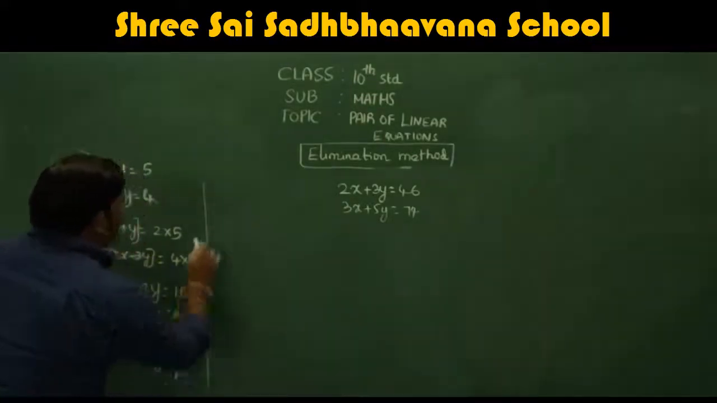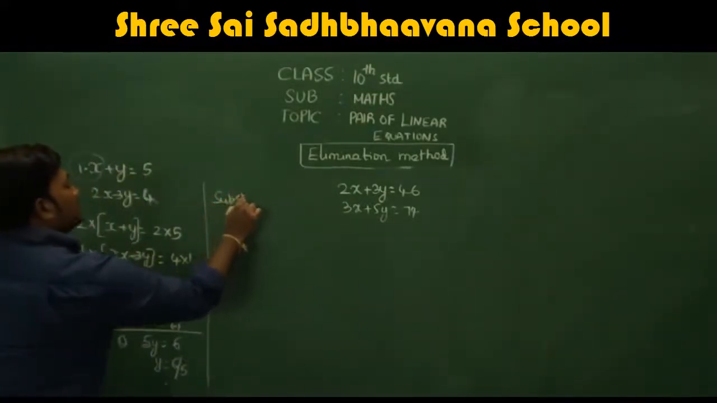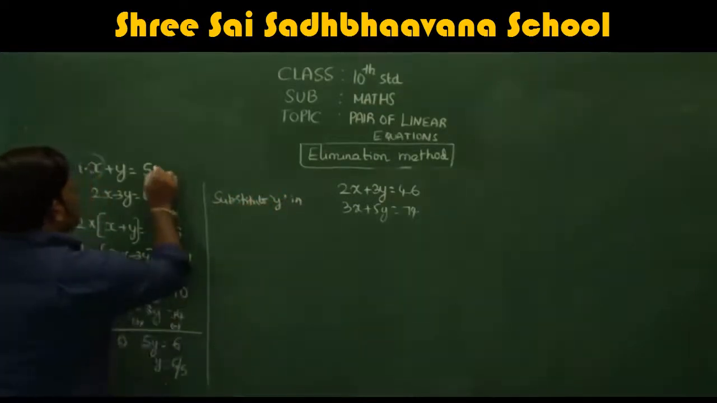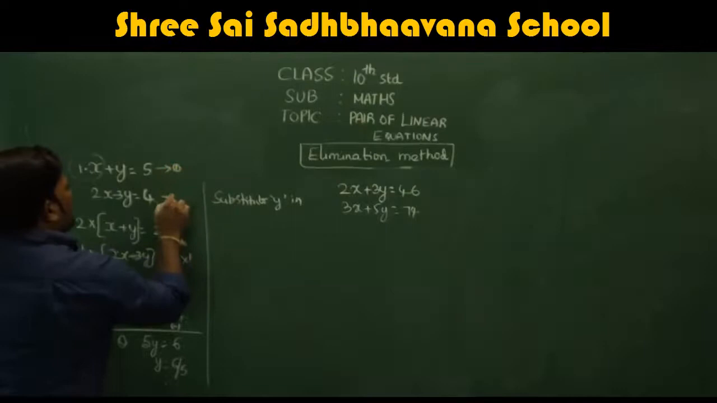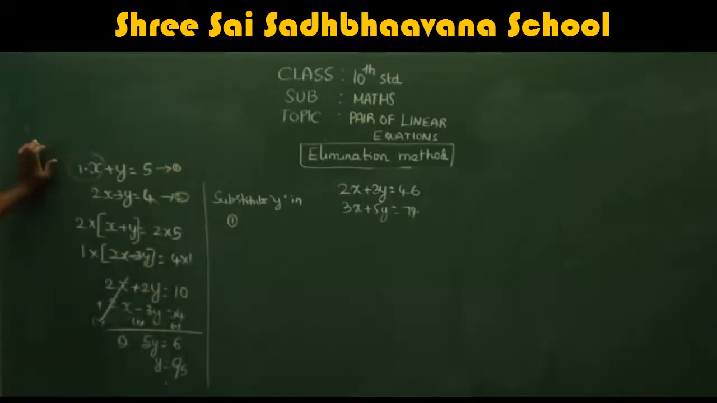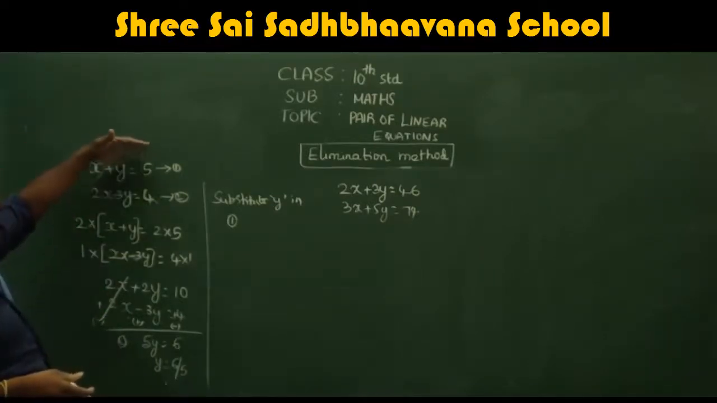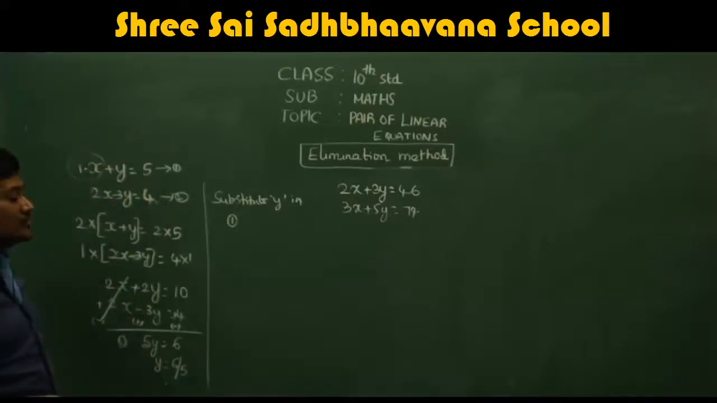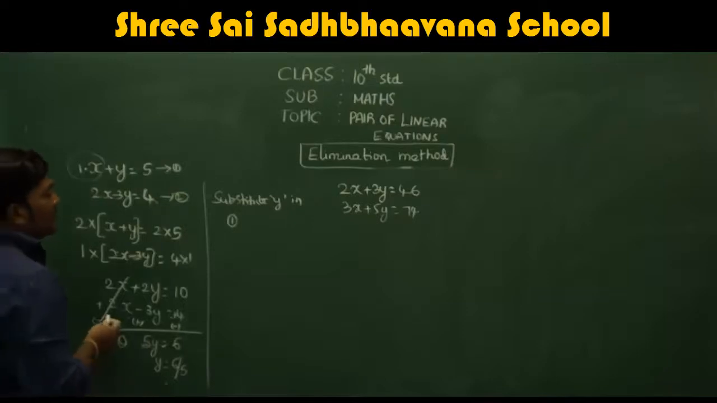Once you get the y value, substitute y in any of the equations, guys. So I'll write them as 1 and 2. Whichever is easiest, you choose that. Why do you go with the difficult one? You get the same x value whether you substitute in this one or this one. So instead of going for the difficult one, choose the easiest one. So y is equal to 6 by 5.